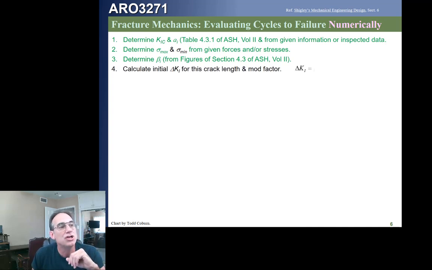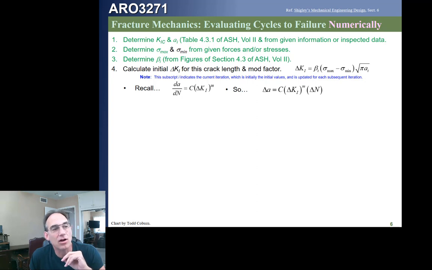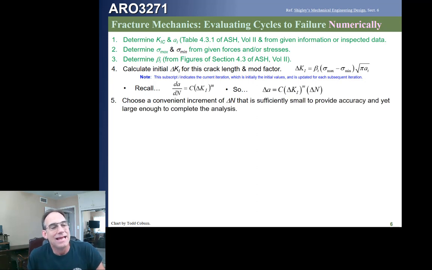We're going to get our change in stress intensity by plugging in the max stress, the min stress, the beta, and the A. We're then going to rearrange this equation like this, and plug in our coefficients, our C and our M, with these other pieces of information. We're going to assume some increment of the number of cycles.